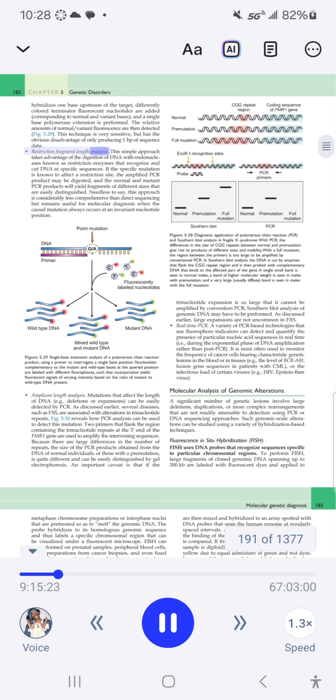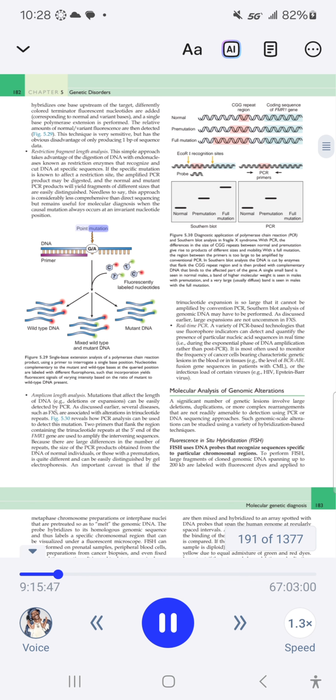Restriction fragment length analysis. This simple approach takes advantage of the digestion of DNA with endonucleases known as restriction enzymes that recognize and cut DNA at specific sequences. If the specific mutation is known to affect a restriction site, the amplified PCR product may be digested, and the normal and mutant PCR products will yield fragments of different sizes that are easily distinguished. Needless to say, this approach is considerably less comprehensive than direct sequencing, but remains useful for molecular diagnosis when the causal mutation always occurs at an invariant nucleotide position.